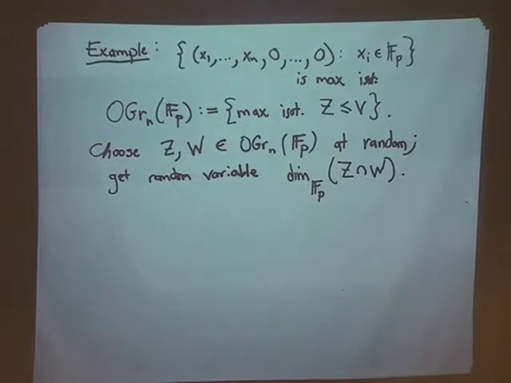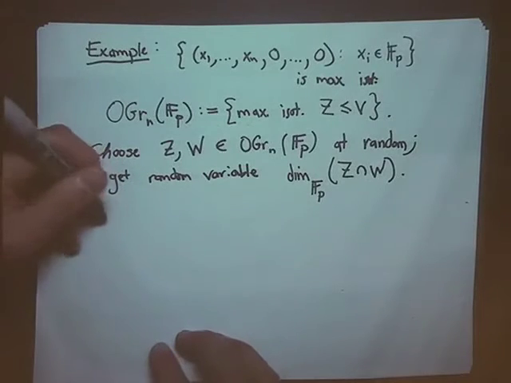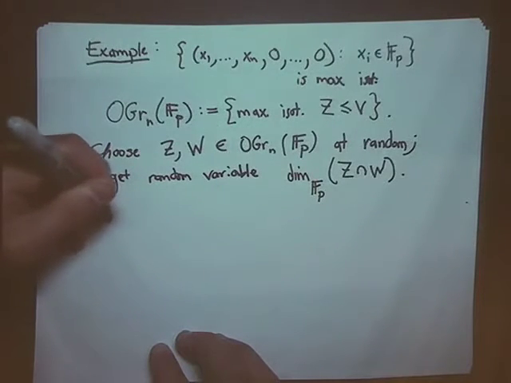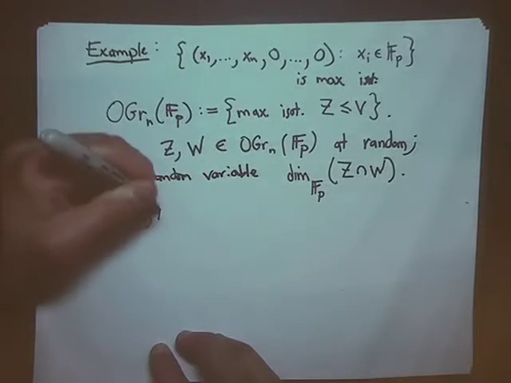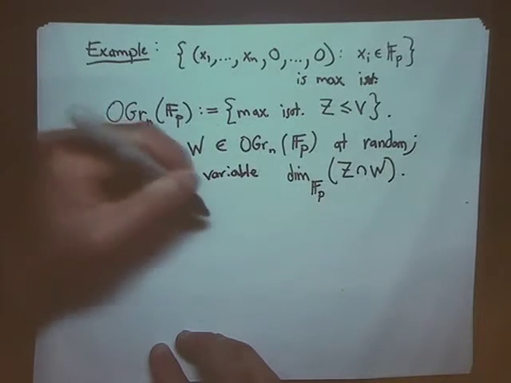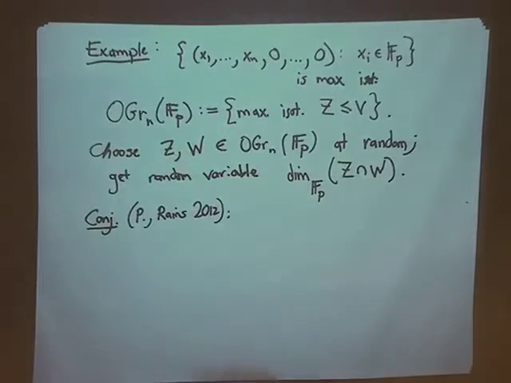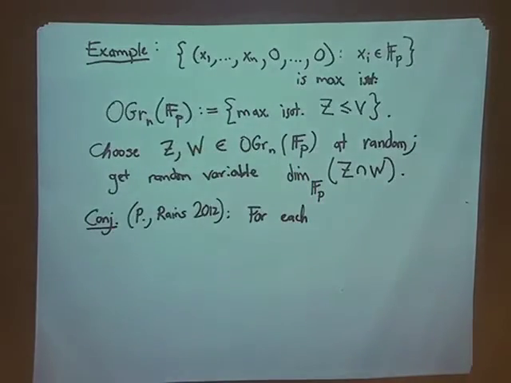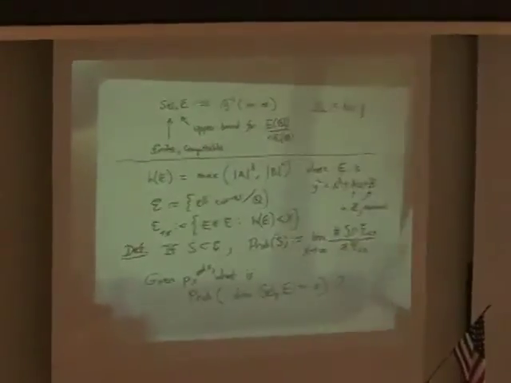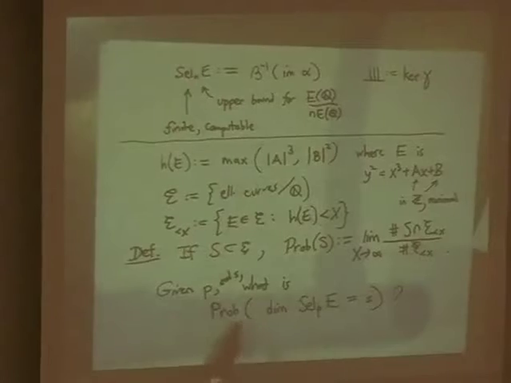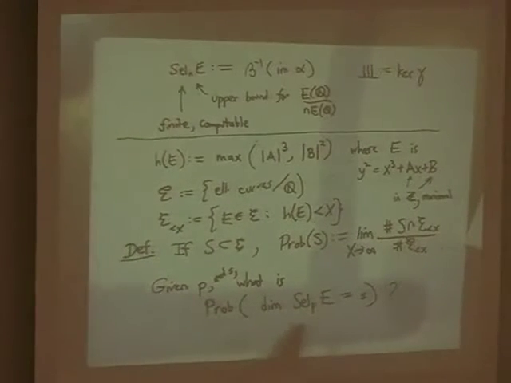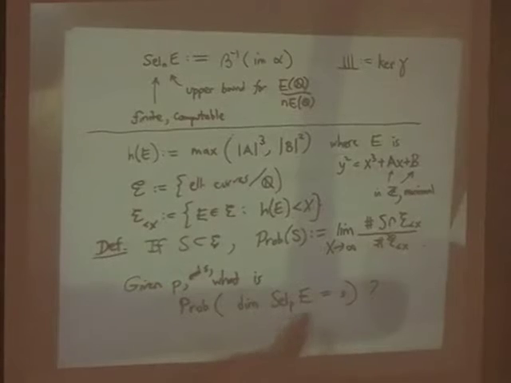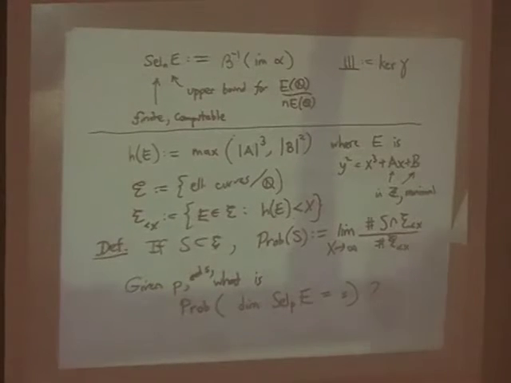Now I can tell you what the big conjecture is. This is a conjecture due to myself and Eric Rains of Caltech, from 2012. So how does this connect to elliptic curves? Remember back here, we were asking about the P-Selmer group. We were asking what does the P-Selmer group of an elliptic curve look like? In particular, what's the chance that its dimension is a given integer s? I'm now going to give you a conjectural answer to this question.